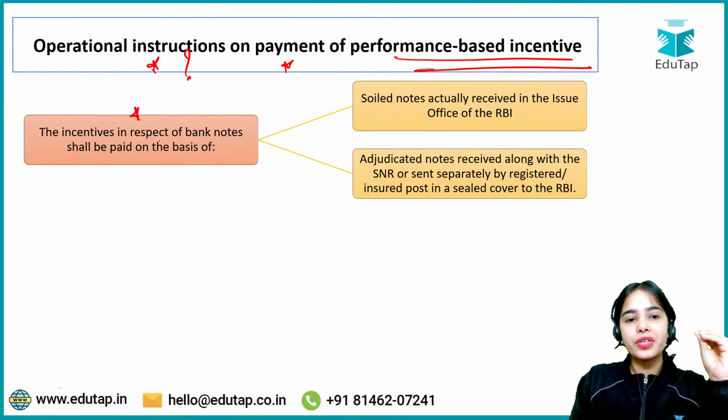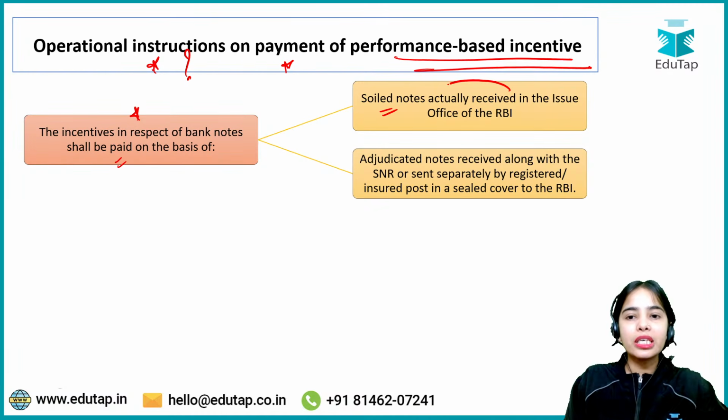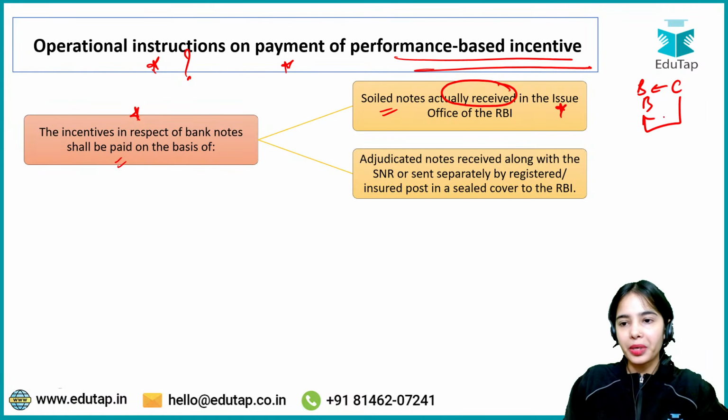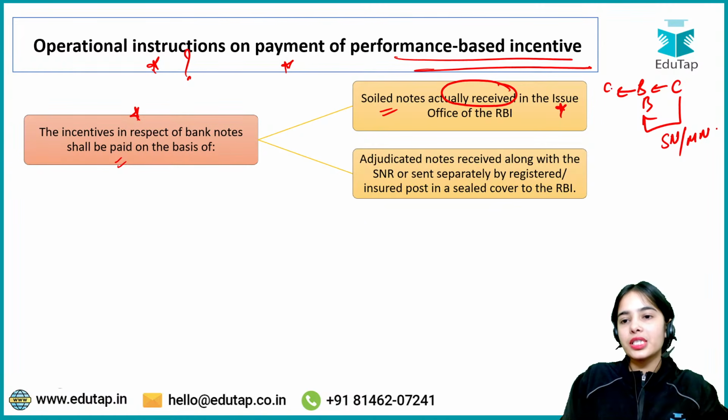So the incentives in respect of bank notes shall be paid on the basis of the soiled notes that are actually received in the issue office of the RBI. So let's say the customer gave the bank branch the soiled notes and the mutilated notes. Now the bank branch is giving this to the currency chest, and the currency chest is giving this to RBI.